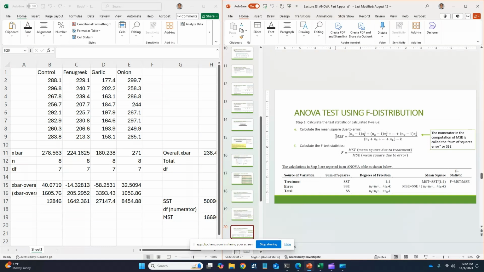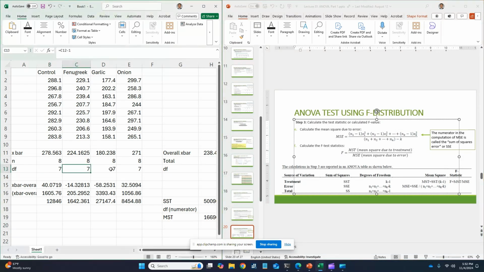So let's see how to calculate MSE. MSE is the N1 minus 1, N2 minus 1, and all of these we already have here. N1 minus 1, N2 minus 1, N3 minus 1, and N4 minus 1. Okay. Times the S1 square. This S1 is the standard deviation of sample 1. And when I put square, that's the variance of sample 1. S2 square is the variance of sample 2.